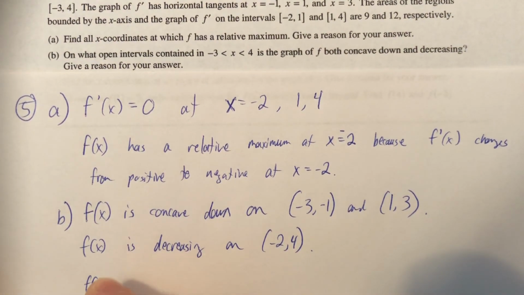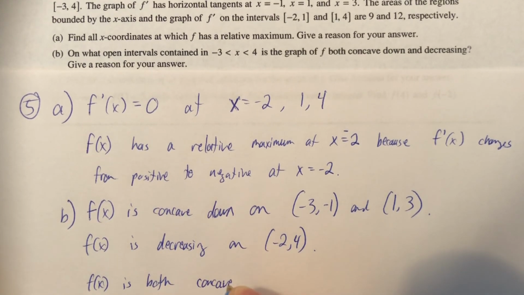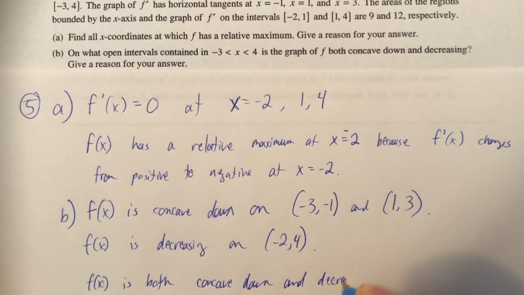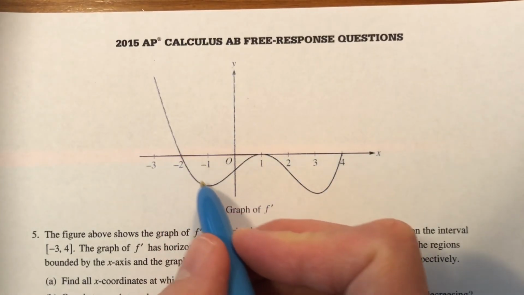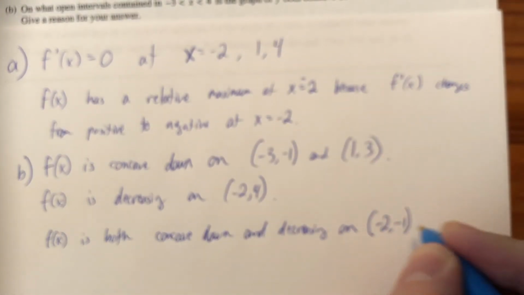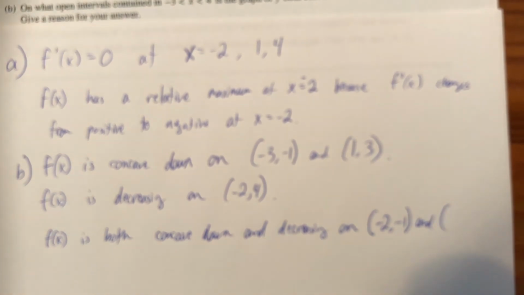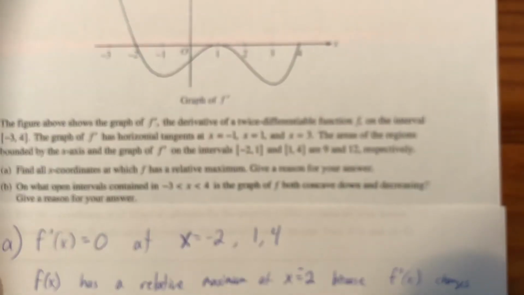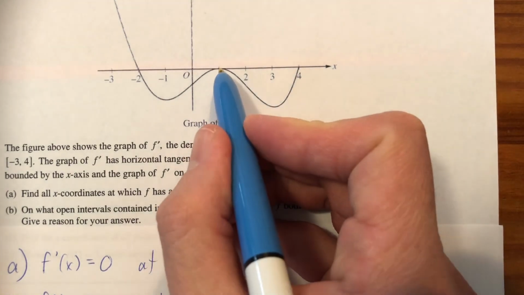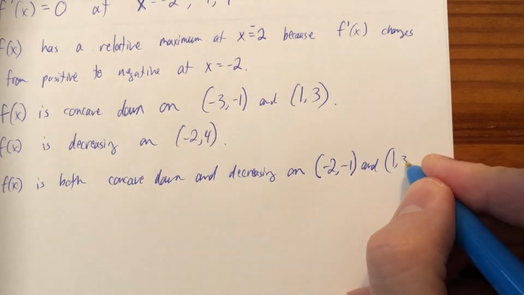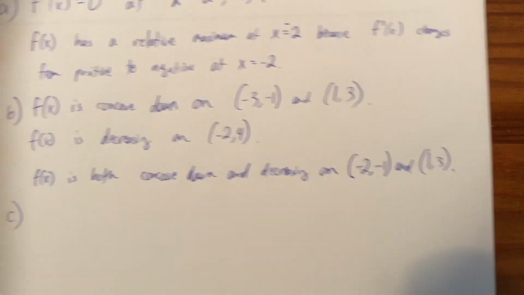So f is both concave down and decreasing on the interval from, it's going down and it's negative from -2 to -1, -2 to -1, and we could argue that it's, well, I was about to say something that would be confusing, so never mind. And from 1 to 3. 1 to 3. There we go. There's part B. Let's do part C.